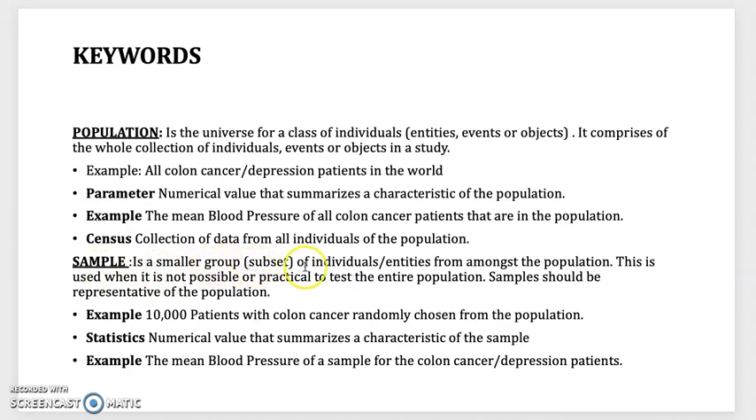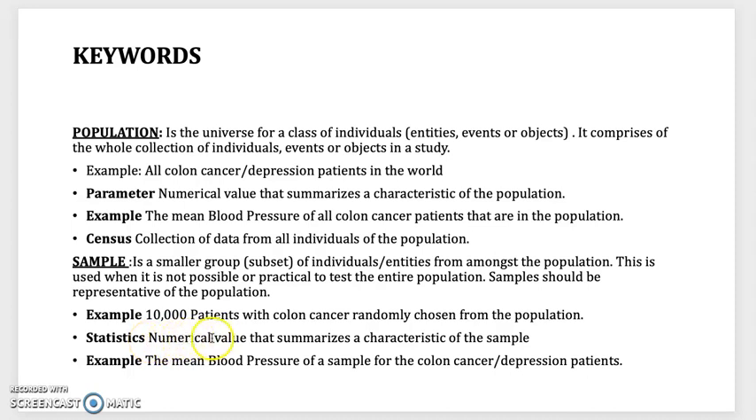The smaller group of individuals is drawn from the population, so they are part of the population. It is used when it's not possible or practical to test the entire population, so we just take the sample. The most important thing is that the sample should be representative of the population. For example, we only get 10,000 colon cancer patients randomly chosen from the population. We can still use statistics to represent the sample data.